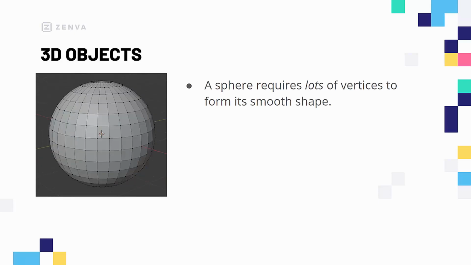Now, something like a sphere will require many more vertices to form its smooth shape. And as you can see here in Blender, we do have those black dots which represent the vertices, those black lines which represent the edges, and in between, you can see we have those square faces dotted all around the sphere, okay? So a sphere is going to have a lot more resolution, as you could say, compared to something such as a cube, which is only going to have a very limited number of faces.